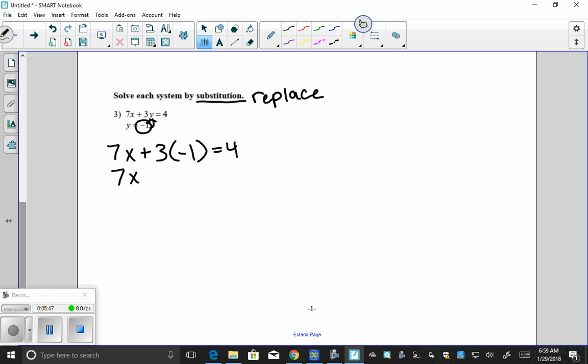Solve for x. 7x minus 3, because it's 3 times negative 1, so I'll multiply those two numbers together, equals 4. The inverse of subtraction is addition, so I'm going to add 3 to both sides. So I have 7x equals 7. Inverse of multiplication is division, so I get x equals 1. I am not done. Remember, my answer is still an ordered pair.